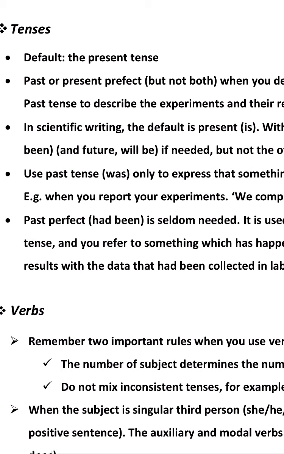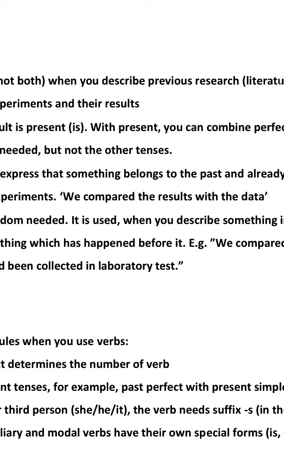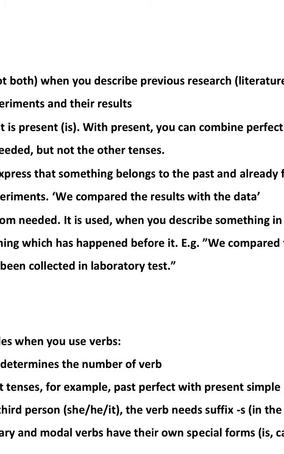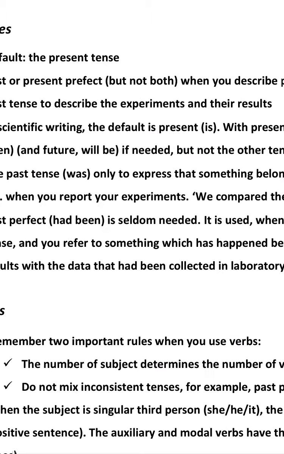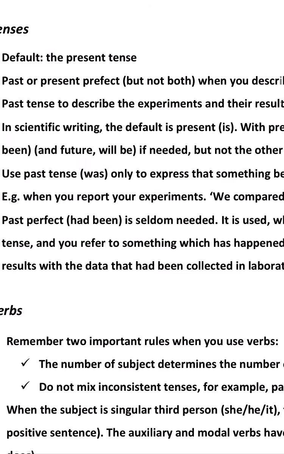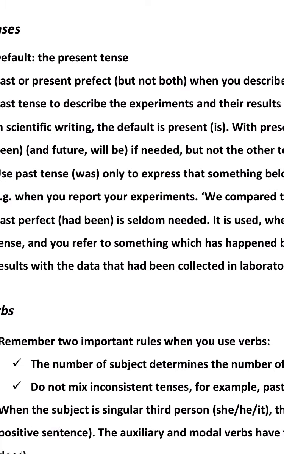Past or present perfect. That is, past simple or present perfect, the simple past or the present perfect, but not both. When you describe previous research, an experiment you did, or a literature review, use the past tense to describe the experiments and their results. For example, I made a test for the sand and got good results.